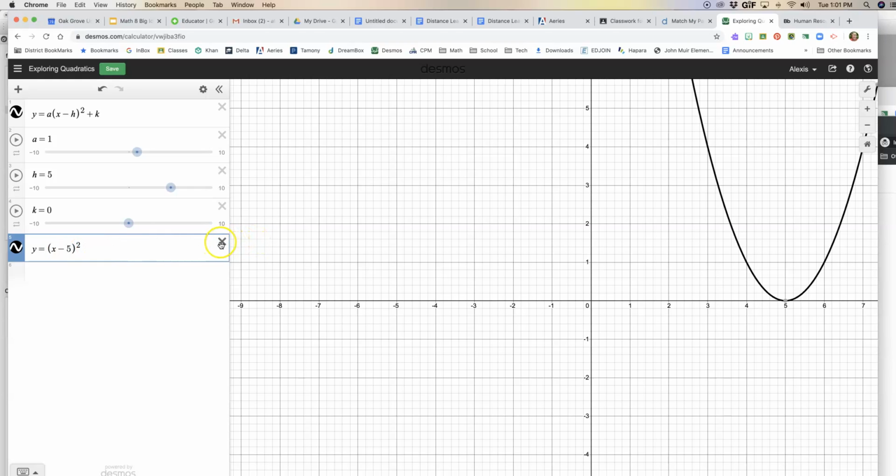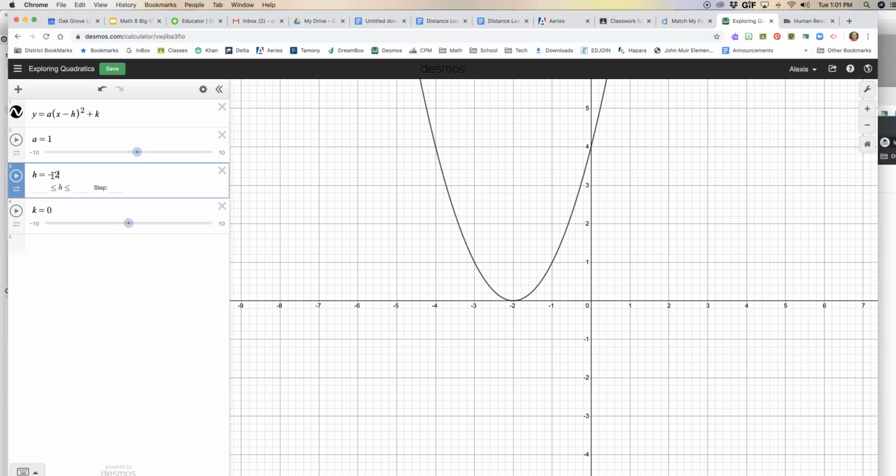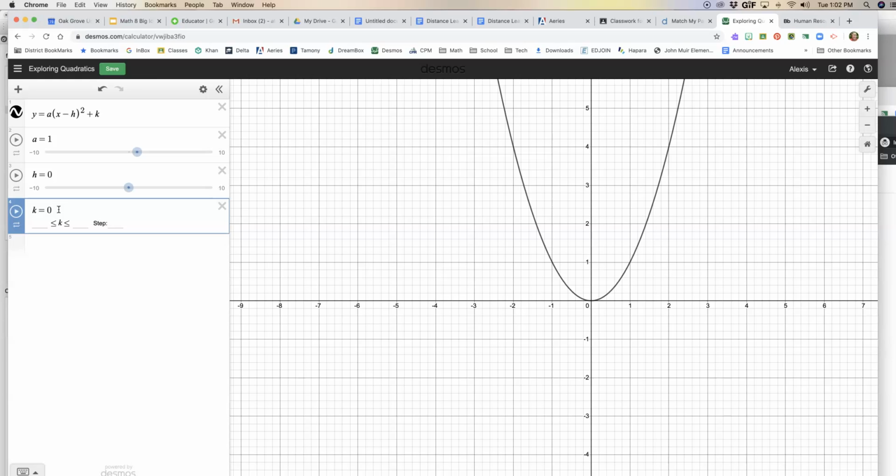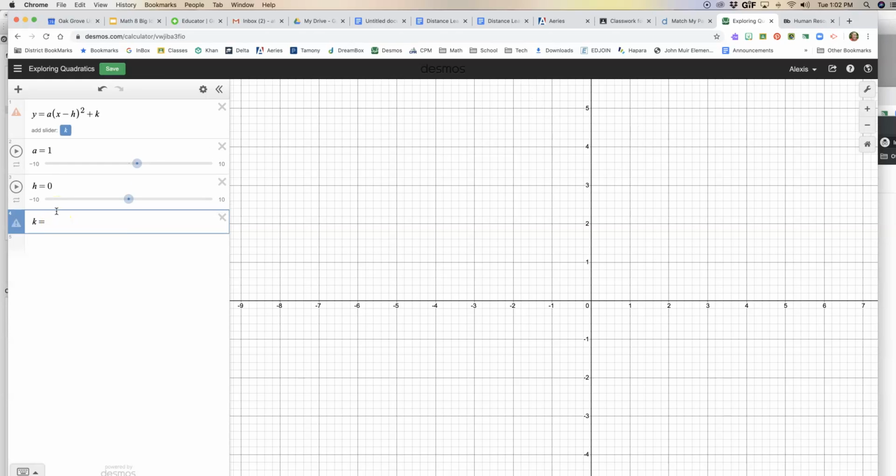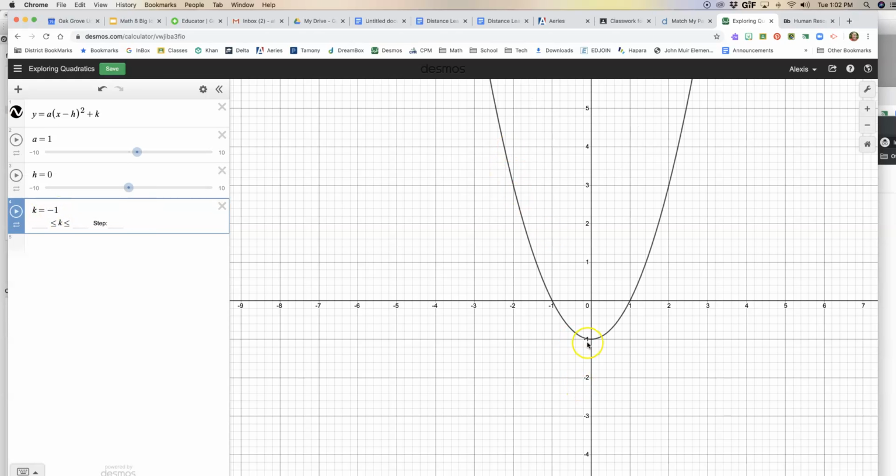Okay, so what if h was negative 2? Oh, moved it 2 units to the left. So that would have been x plus 2, right, because x minus negative 2 is x plus 2. Now what happens with k? All right, let's say k is 3. Oh, it moved it up 3. What if k was negative 1? Oh, it moved the parabola down 1.